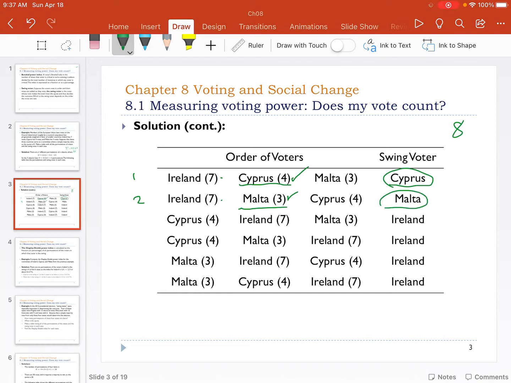That's not quite enough. It's half. Then we go to Malta. That's 10. That's enough. Malta is the swing voter. And as you can see coming up now, all the rest are Ireland's, but they're not on the first vote. Nobody has a majority right off the top, or otherwise there wouldn't be too much to talk about.